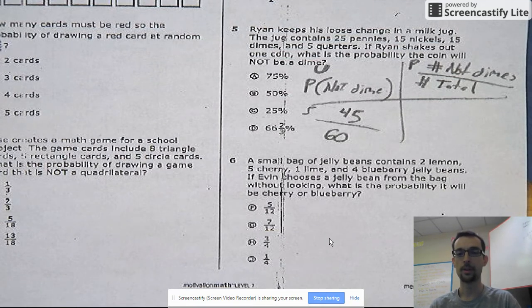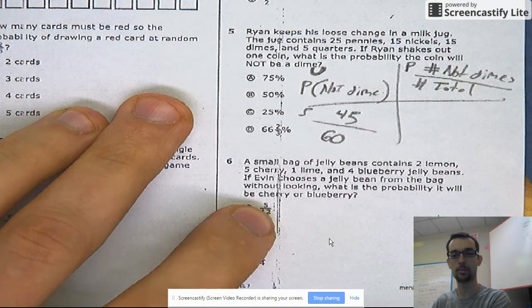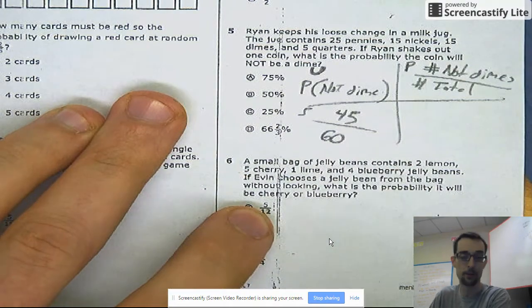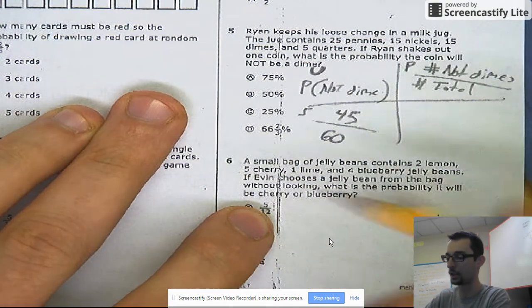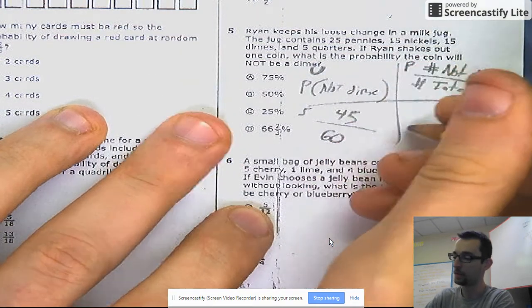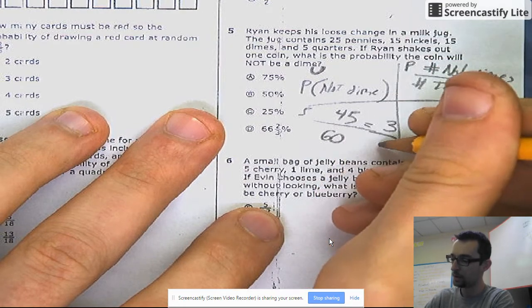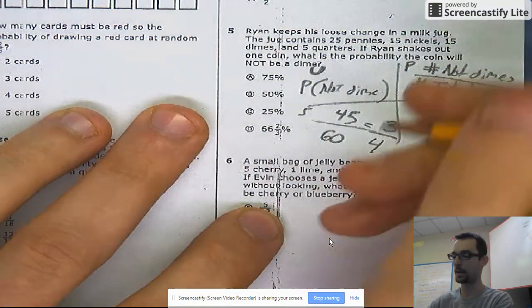That's my probability. Now, that's not an answer choice, so let's reduce. 45 and 60 are both multiples of 15. If I divide by 15, you might not see that. You might divide by 5 first. That's fine, you'll still get the same thing at the end. So right here, 15 goes into 45 3 times, and 15 goes into 60 4 times. All right, so 3/4. That's my answer.